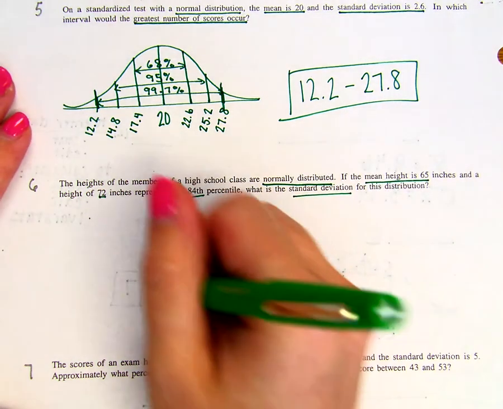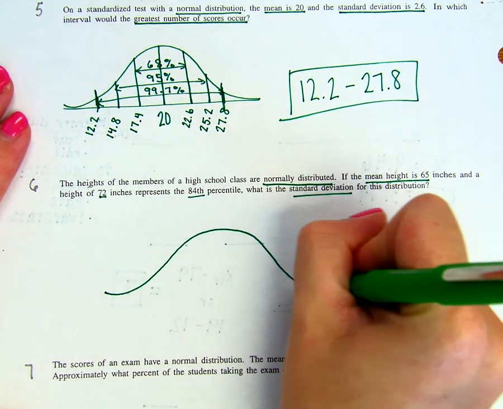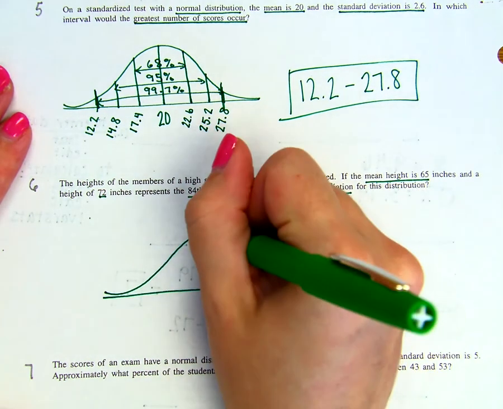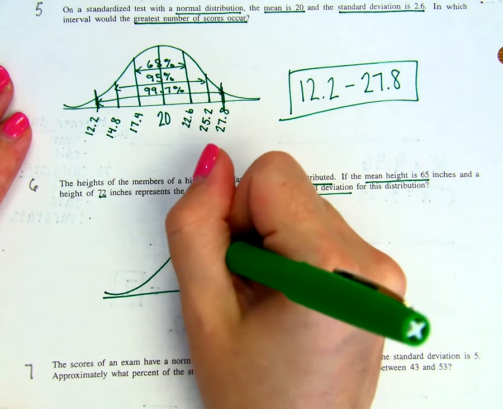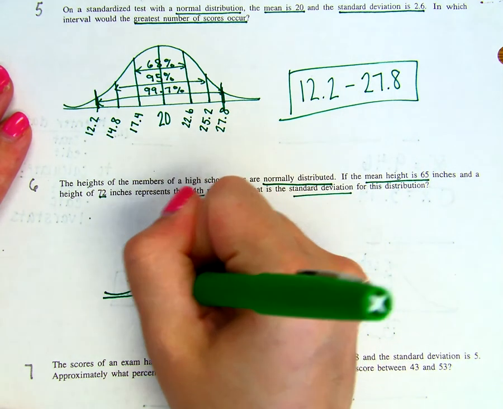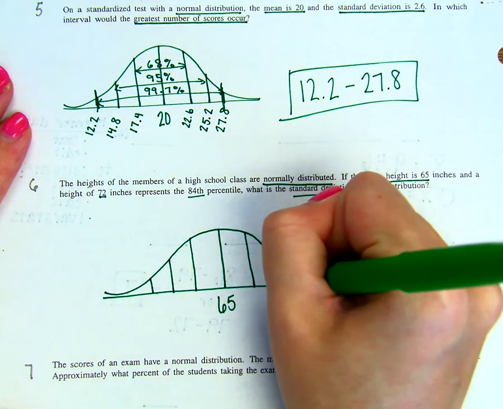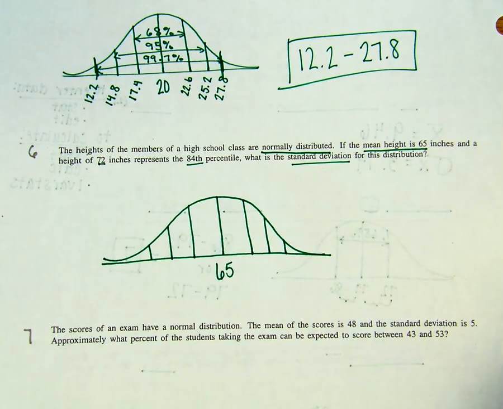Okay, so what we're going to do, we're going to draw a normal distribution curve. Our mean is 65. Now, I'm going to just write my 3 lines to the left, 3 lines to the right. I cannot fill in these numbers because I do not know what my standard deviation is. That's what the question's asking us to find. What it's giving us, though, is we know the 84th percentile.